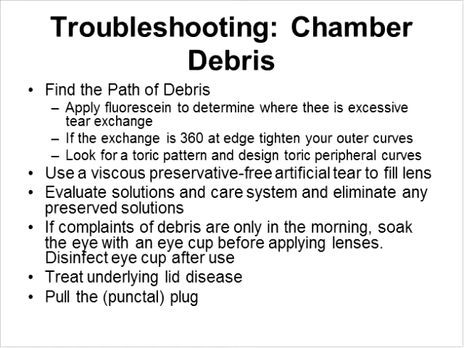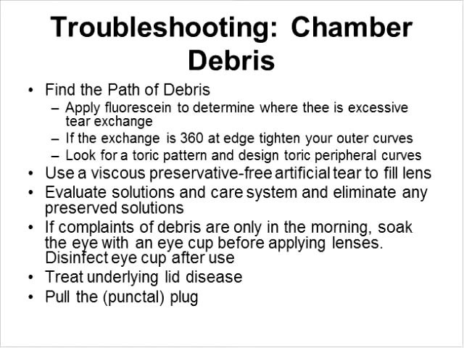So what we like to do is find the path of debris. So this is where fluorescein is your best friend. You want to see the path of fluorescein exchange underneath your lens. So if you're seeing it in a 360-degree pattern, chances are you're not tight enough at your edge, and so you might want to tighten your outer curves. But in general, what you want to think about is to have more scleral lens alignment to the scleral surface, and that will prevent the debris from having an easy access path to that chamber. Also, look for a toric pattern. So if you see exchange basically 180 degrees apart, suspect a toric anatomy.